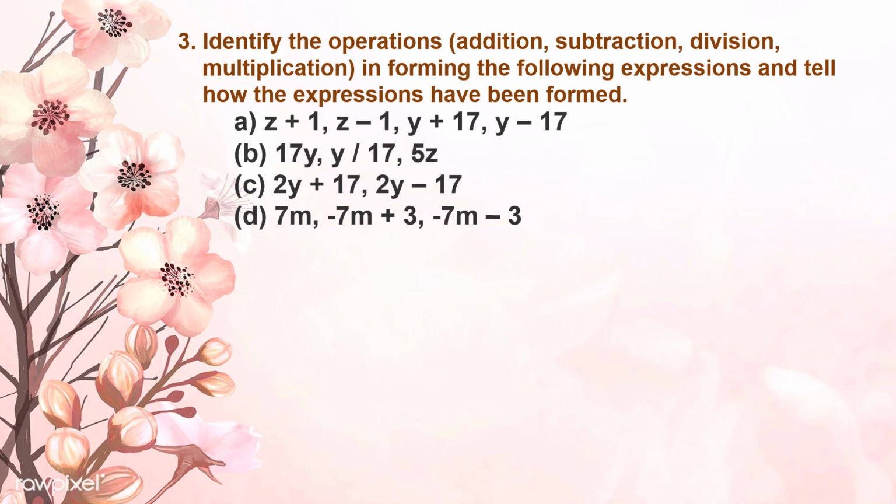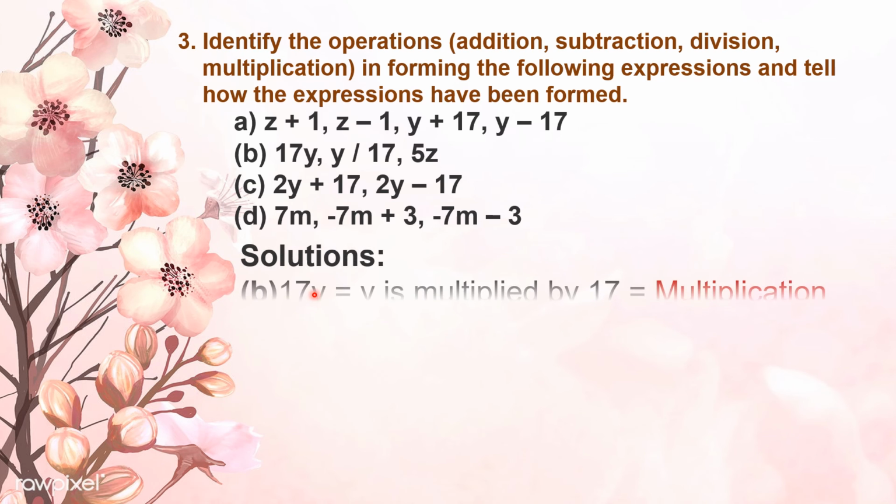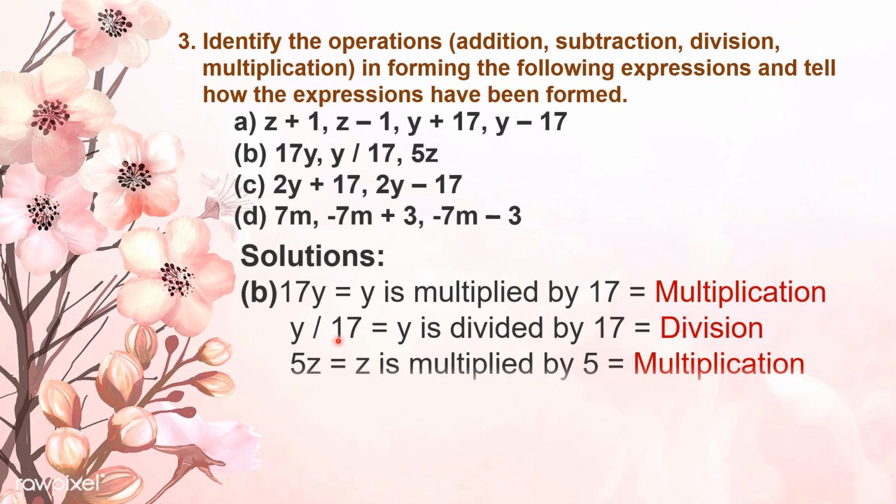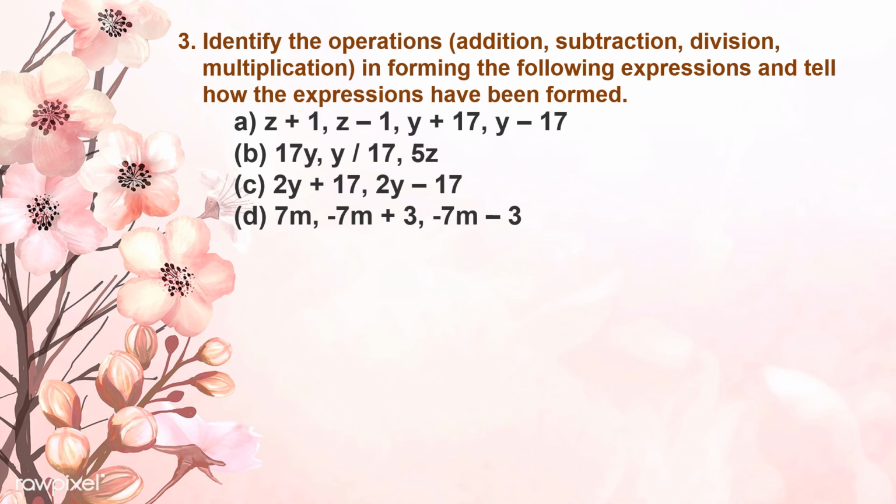Next one, B. 17y. So what is 17 into y? Isn't it? 17 is multiplied by y. So multiplication. y divided by 17. So y is divided by 17. So division. 5z, z is multiplied by 5. So multiplication.